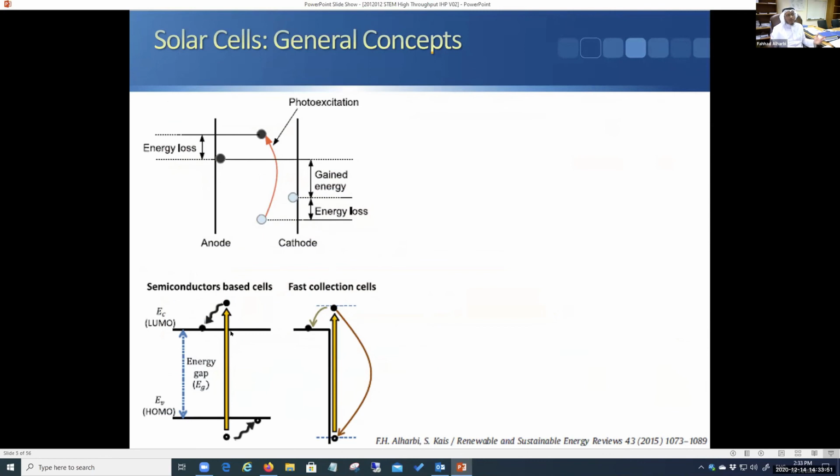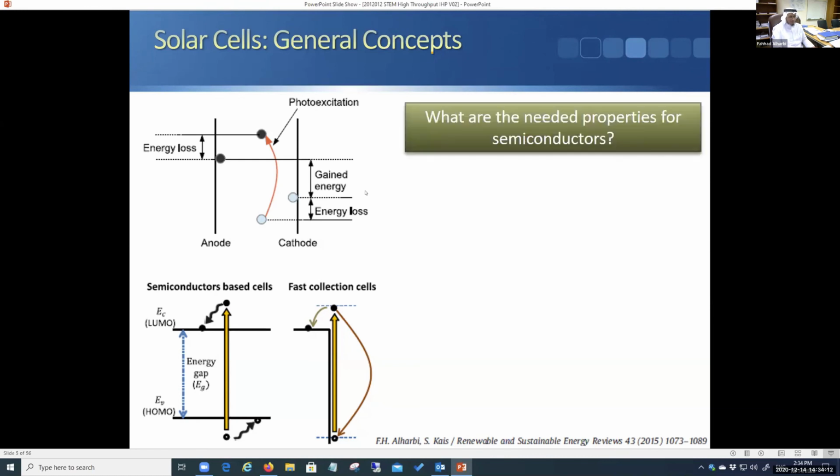There are two main mechanisms to realize that, either a semiconductor-based solar cell or fast collection. The whole idea is that the gained energy, we need to do that either by a semiconductor that really prevents the electrons from recombining, or by fast collection, hopefully getting some energy before we lose it completely.